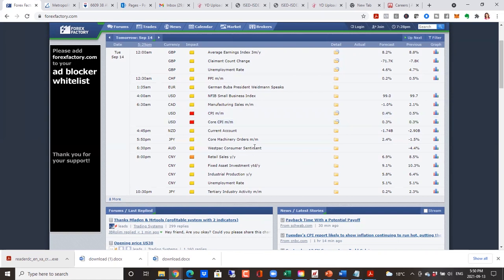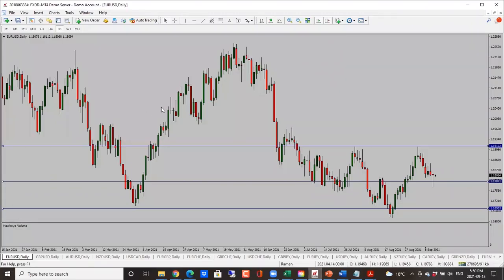In addition to that, we also have consumer sentiment numbers here for the Australian dollar. All right, so that's it for the data. So let's move on to our charts here.